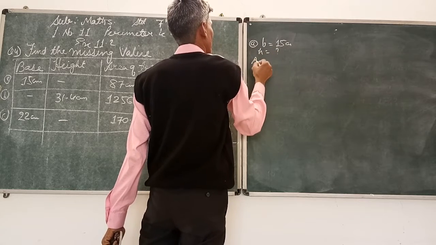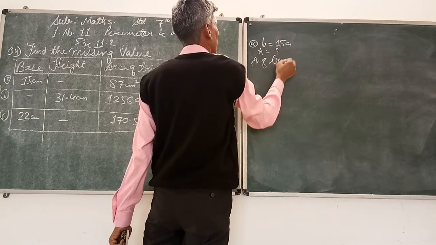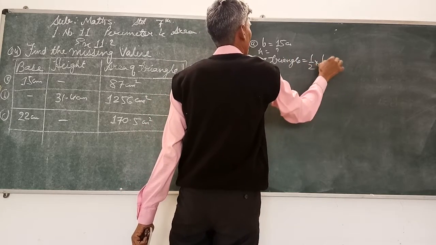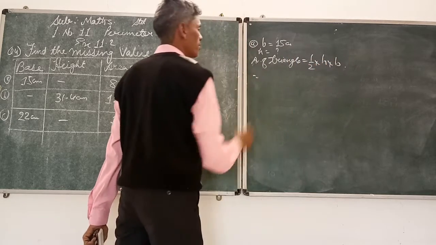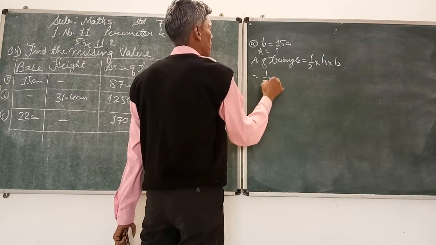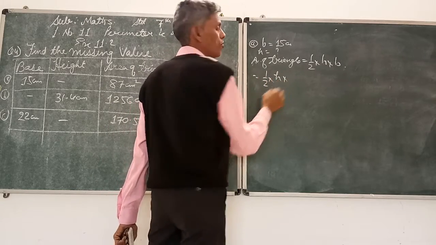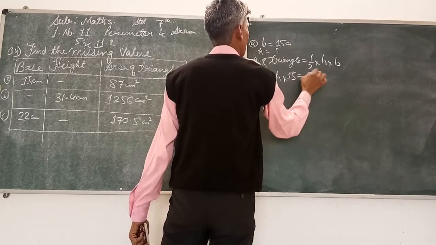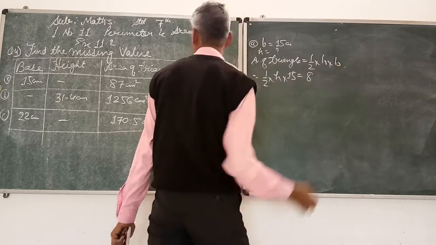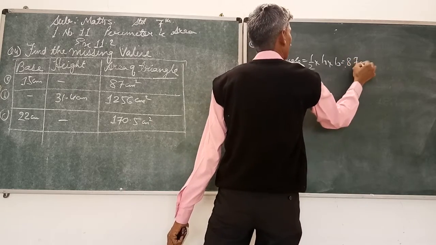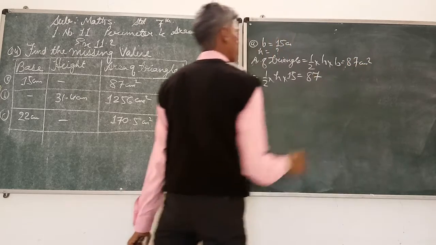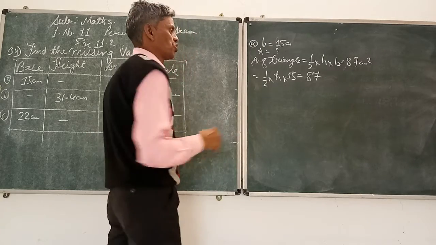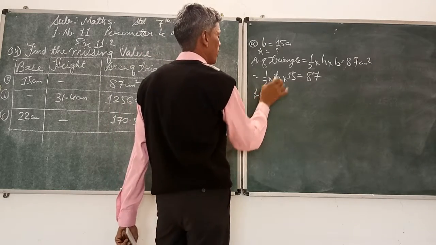Height is not given. Area of triangle is half into H into B. Half into H is not given, B is given, 15 centimeter. Area of triangle is given, 87 centimeter square. We have to find H. That means H will be here.